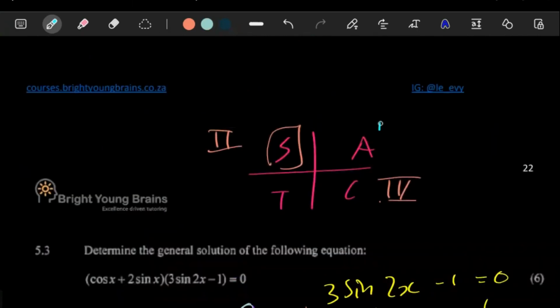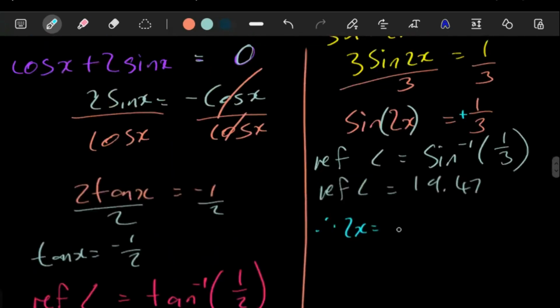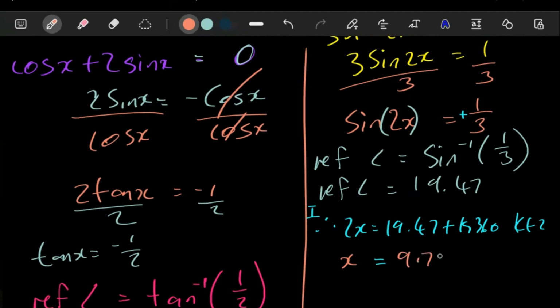So in this quadrant, you just take things as they are. 2x is equal to the reference angle. This quadrant number 1, the reference angle plus k360, k is an element of integers, 360 plus the... I mean, k360 plus the what? No. You have to divide by 2. Come on, divide everything by 2. You're going to get x, which is just going to be 9.74 plus k180, k is an element of integers.